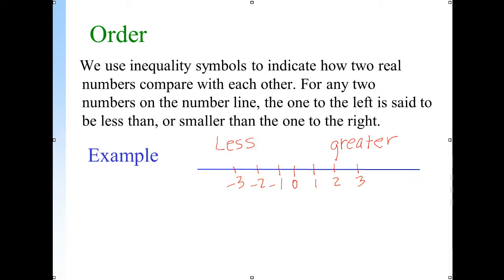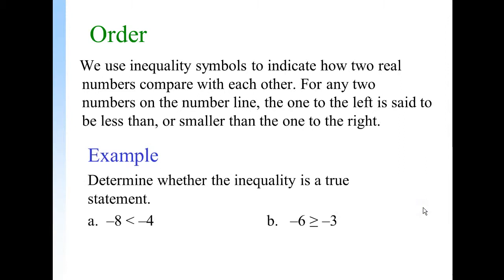Let's look at some examples. So -8 is over to the left, -4 is to the right. So we say -8 is less than -4. That's true. Now, -6 is to the left of a -3. Here they're saying that a -6 is greater. So this is false.